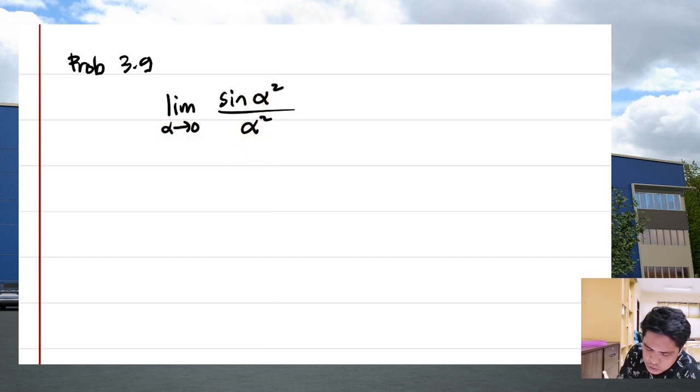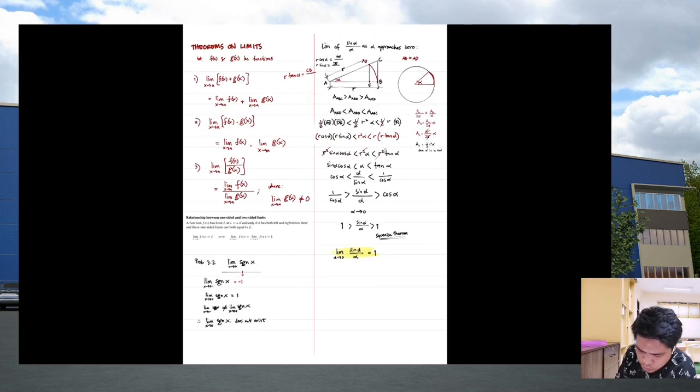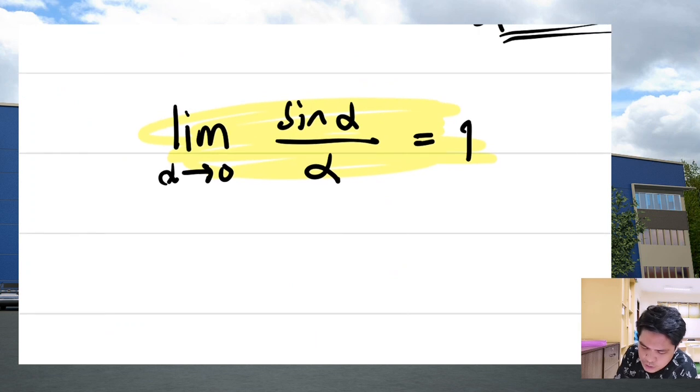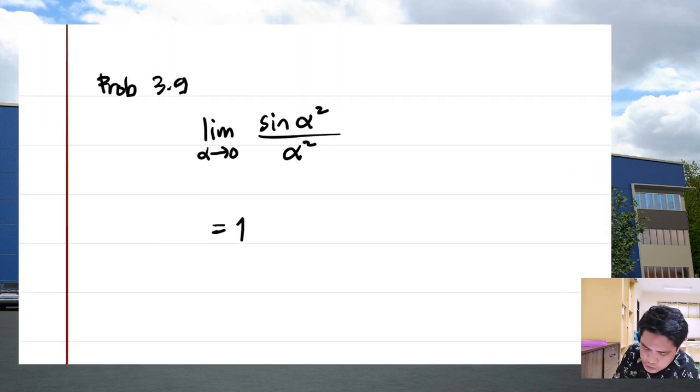So this is simply sine beta over beta as beta approaches 0. And we have the squeeze theorem for this. The answer is simply 1. Because from the theorem we discussed previously, the limit of sine alpha, in this case the angle alpha, over the same angle alpha as alpha approaches 0, the result is 1. So it also follows that the sine of beta over beta as beta approaches 0 is also 1. So yun lang. The answer is 1.